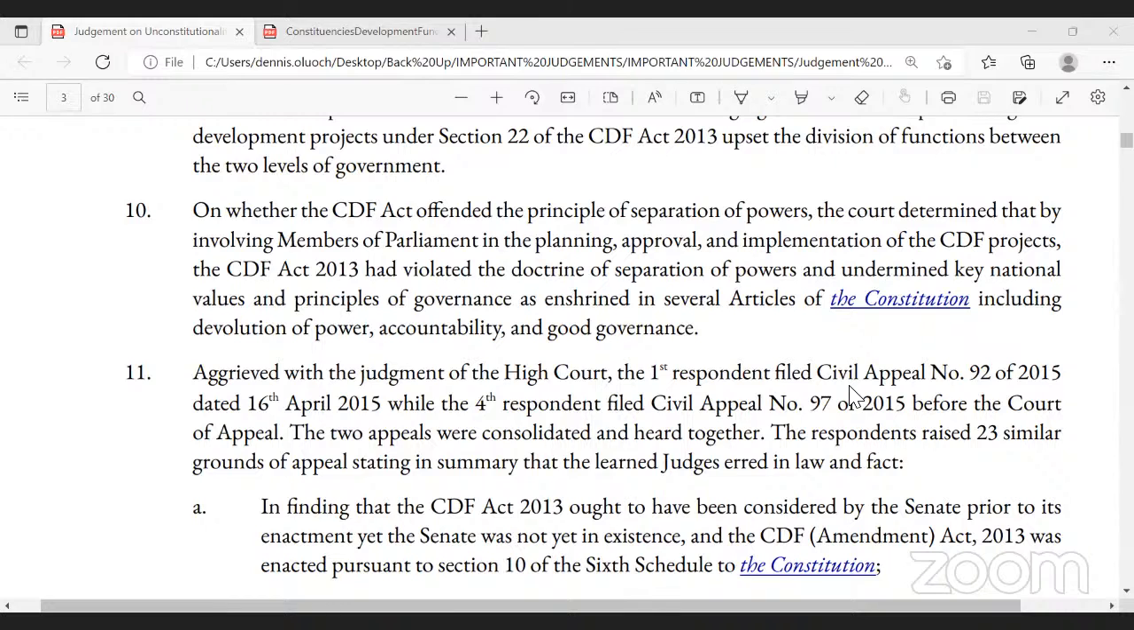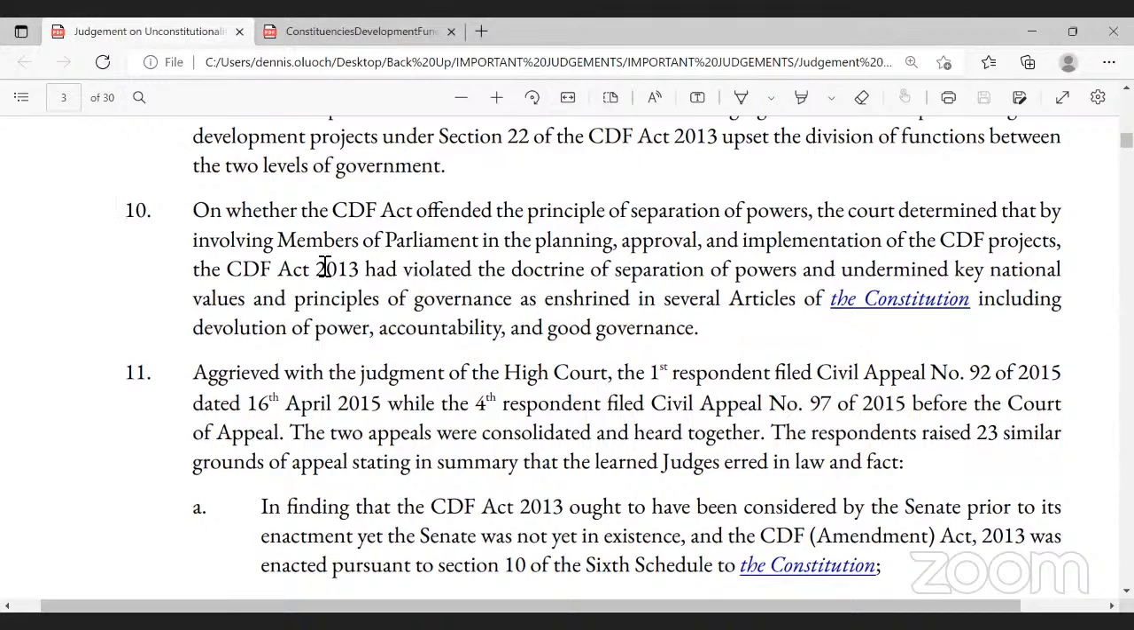This is part 2 of our discussion. We were discussing the judgment on the CDF Act 2013 by the Supreme Court, and so we want to proceed. As you can see, I have shared my screen.